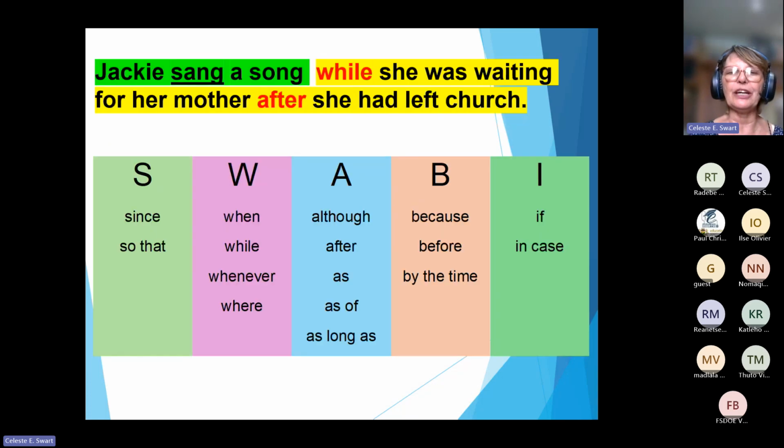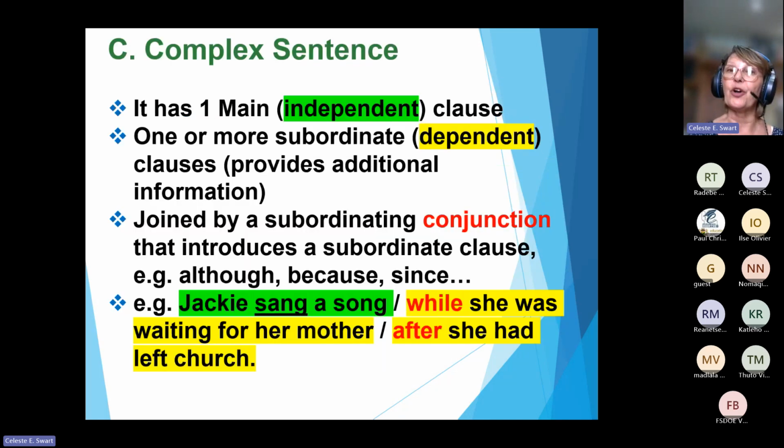So remember this. And then we're going to do something, some people might name it differently, called SWABI. And what that is, these are our magic words. And what are they linked to? The complex sentences. Things like since, when, while, although, after, because, before, and if and in case. These are our conjunctions that are going to assist us to remember that we are doing complex sentences.